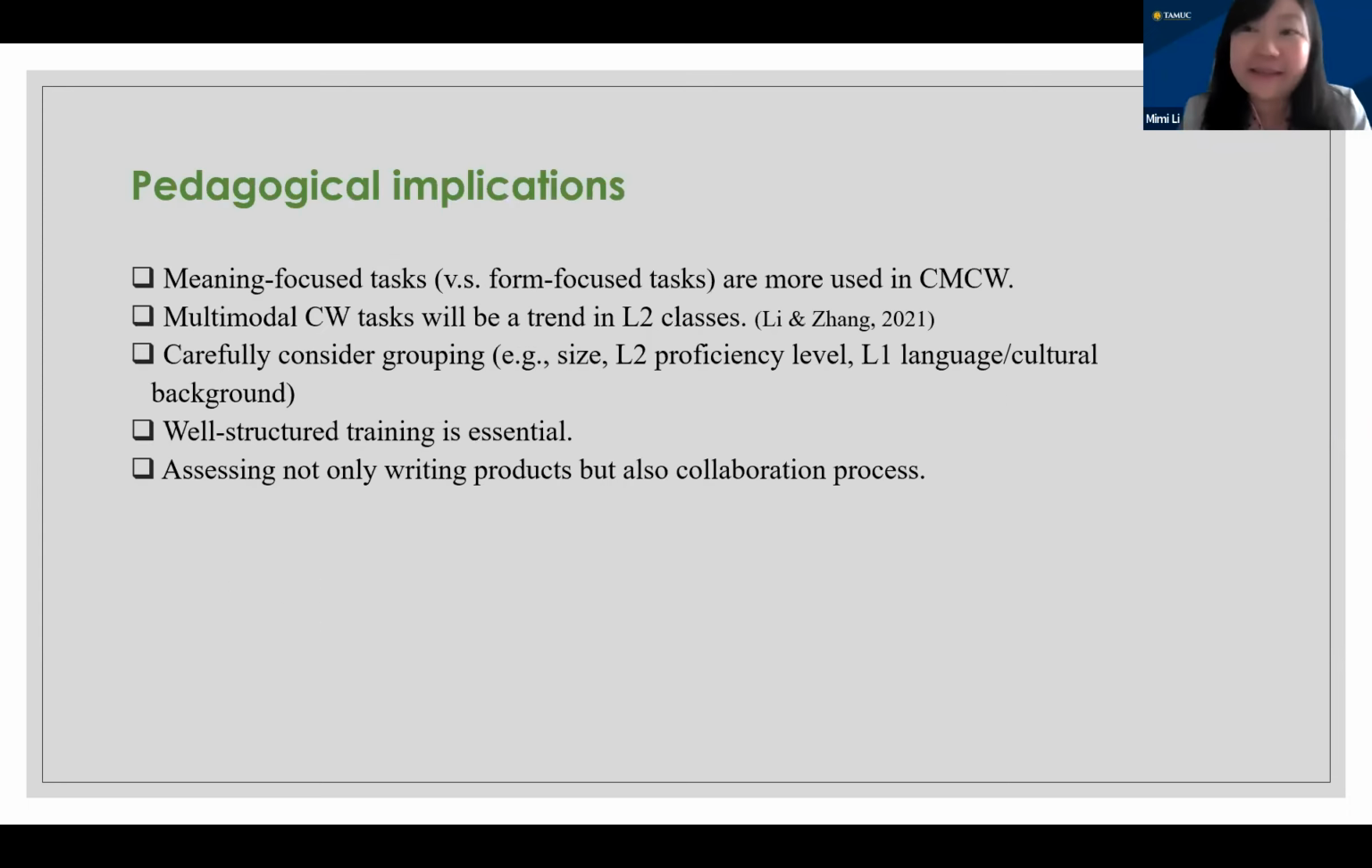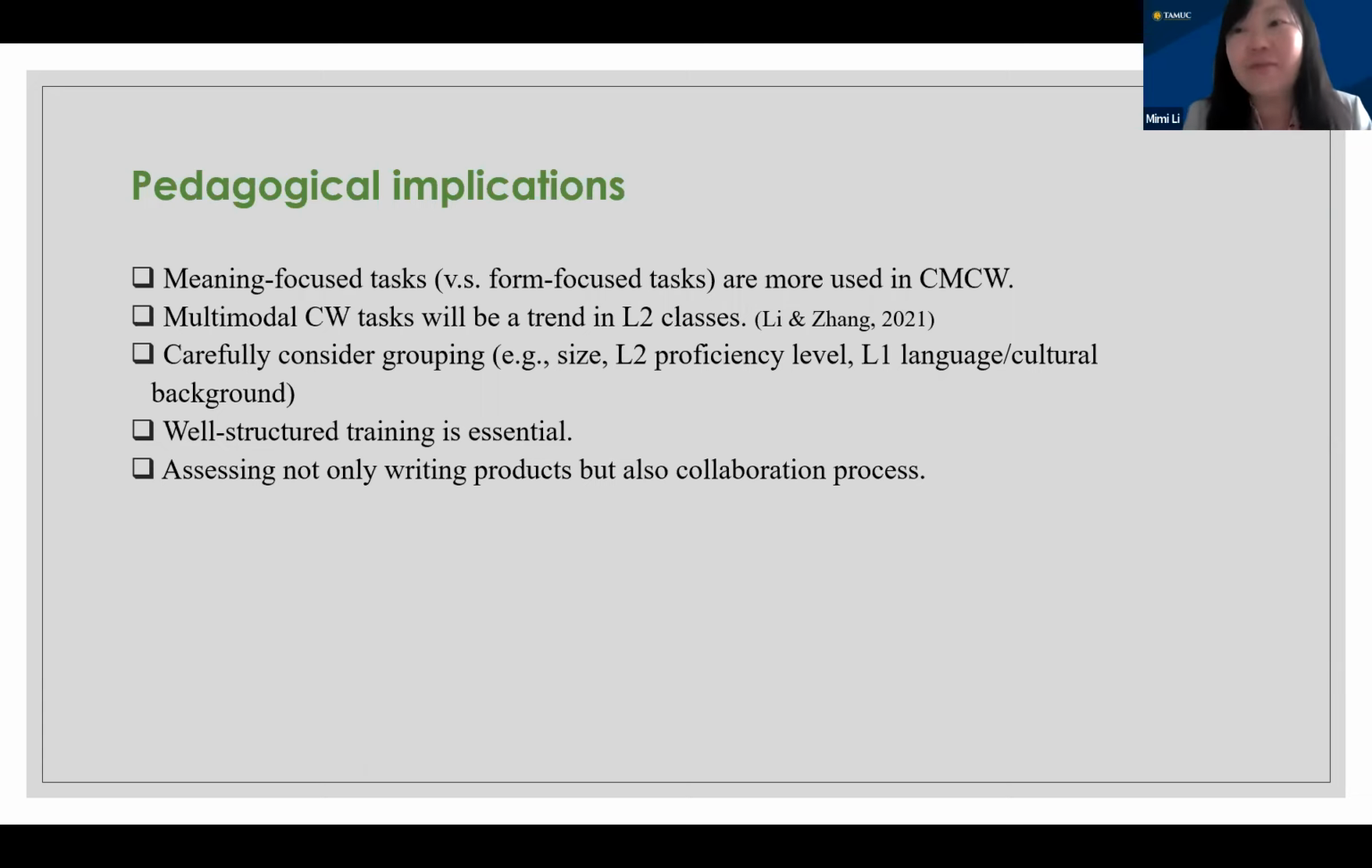Okay, taken together, here are some pedagogical insights. First of all, in computer-mediated collaborative writing, meaning-focused tasks are really predominant. That is to say, we want the students to be exposed to authentic tasks in the language classrooms. And secondly, multimodal collaborative writing tasks will be a trend in second language classes. And then we know there will be a happy marriage between collaborative writing and digital multimodal writing.